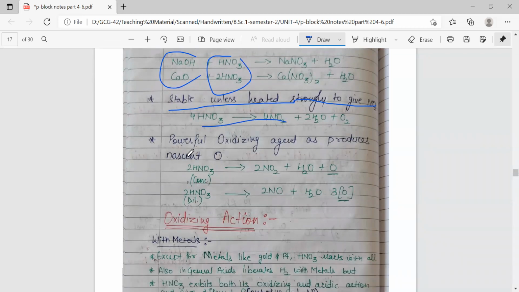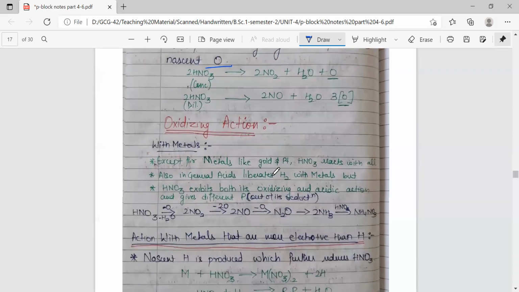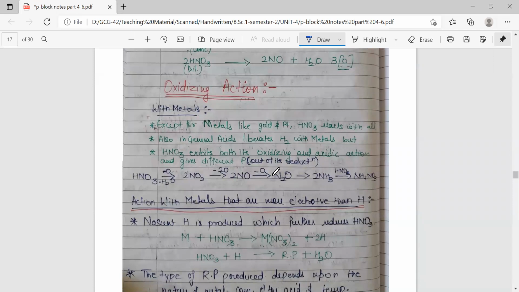It is a powerful oxidizing agent, as it produces nascent oxygen for its oxidizing action. In its oxidizing action, it gets converted to nitrogen dioxide. When it is dilute, its oxidizing action is different. It will produce nitrogen monoxide, but nascent oxygen is produced in both cases. Its oxidizing action is quite interesting with metals. Except for metals like gold and platinum, HNO3 reacts with all the metals.